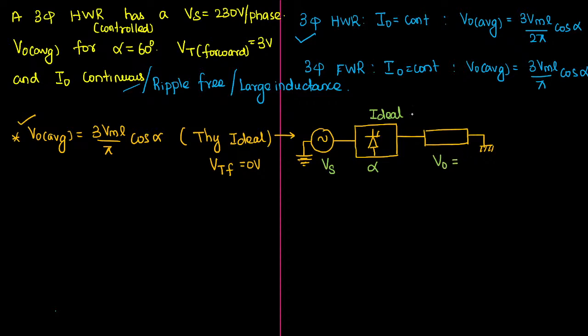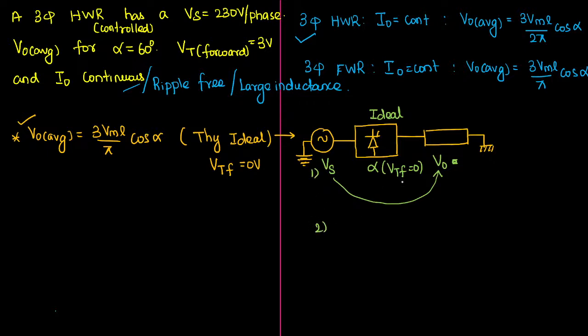But here ideal means there will be no voltage drop. This thyristor forward voltage drop will be 0. So V0 is simply directly related with the supply voltage. We don't need to be bothered about the amount of voltage that will be dropped across the thyristor. This is case number 1.